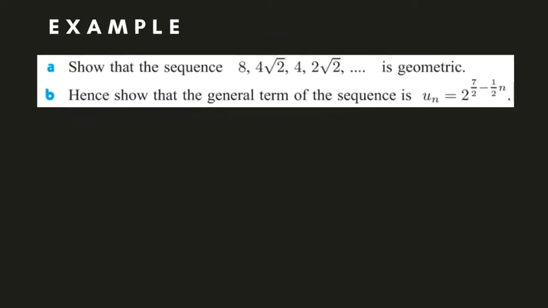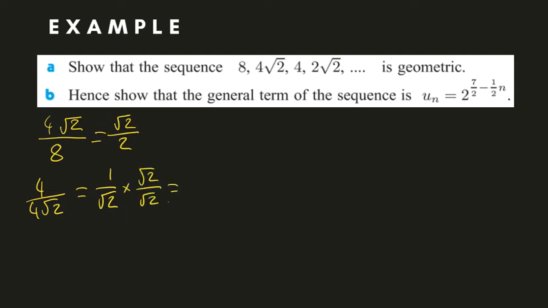Okay, let's try a slightly more complicated example now. So we've got another one. Part A, same as before, show that the sequence 8, 4 root 2, 4, 2 root 2 is geometric. Okay, so we'll look and see if we can find that same division. Is it consistent every time? So 4 root 2 over 8 is our first one. Well, that'll simplify down to root 2 over 2. Then 4 divided by 4 root 2. Now, we can write that as 1 over root 2 by cancelling the 4's, but we'll need to rationalise the denominator by multiplying by root 2 over root 2, which is root 2 over 2, and that's the same as the first one, isn't it?